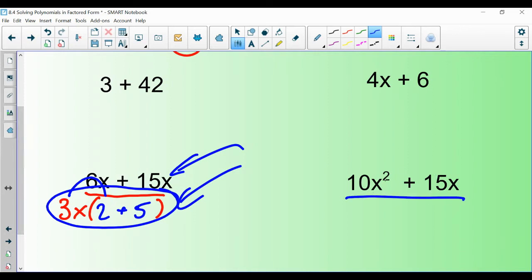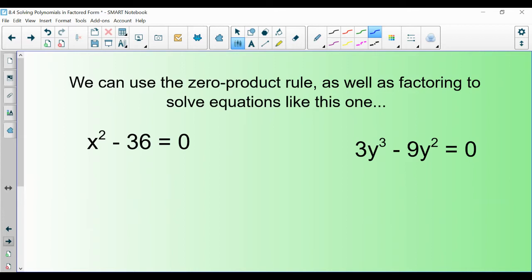Let's do one more of those. These have 5x in common, so we should be able to take 5x out. If we took a 5x out, we'd have a 2x here because 2 times 5 is 10, and x times x gives us x squared, plus 3. Okay, how are we going to use this?